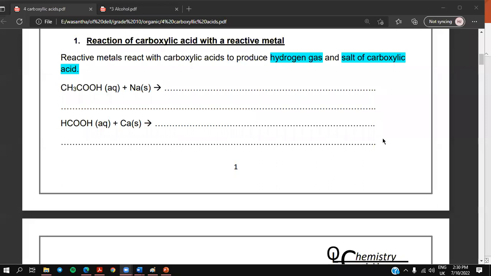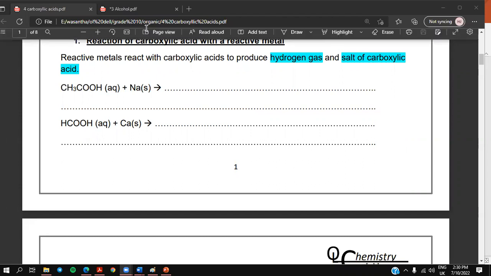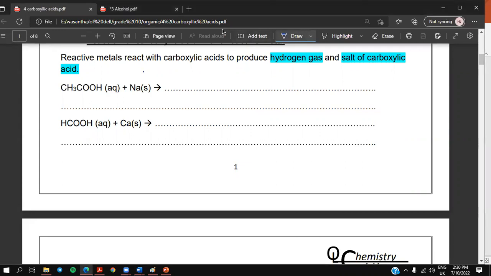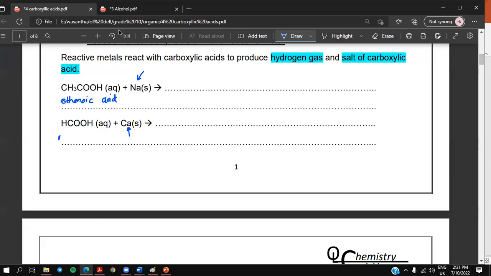The very first reaction of carboxylic acids is the reaction with reactive metals. For reactive metals, we take group 1 or group 2 metals because those are the most reactive metals in the periodic table. Here for the discussion, I have taken sodium, a group 1 metal, and calcium, a group 2 metal. The carboxylic acid over here is ethanoic acid. Let's write the word acid also. And the second one is methanoic acid here.